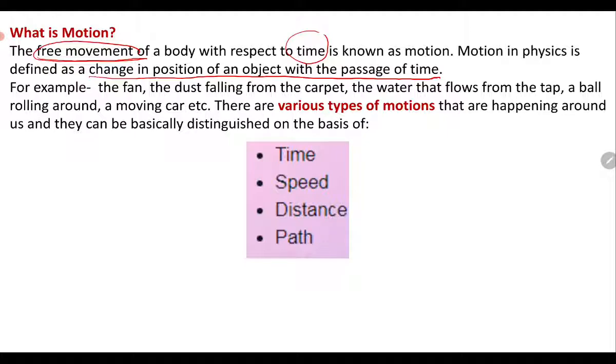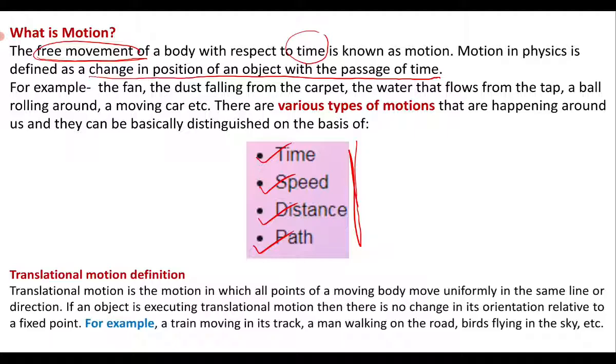The fan, the dust falling from the carpet, the water that flows from the tap, a ball rolling around, a moving car, etc. are some of the examples of motion. There are various types of motion happening around us, and they can be distinguished on the basis of four parameters: time, speed, distance and path. These are the four parameters which should be considered while defining motion.